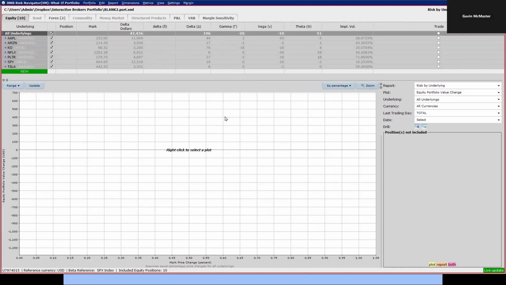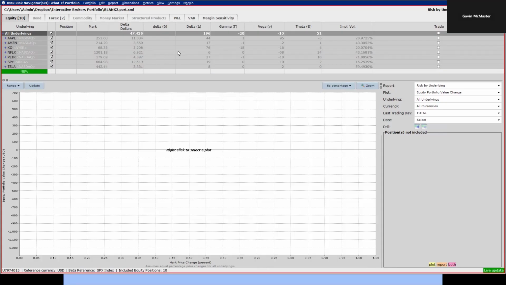So I've just set up a sample portfolio here. We've got some tech stocks, an SPY position, and a low beta underlying in Coca-Cola. They're all bullish positions. Some of them are bull put spreads, some of them are long calls, some of them are short puts. Overall, they've all got positive delta dollars.